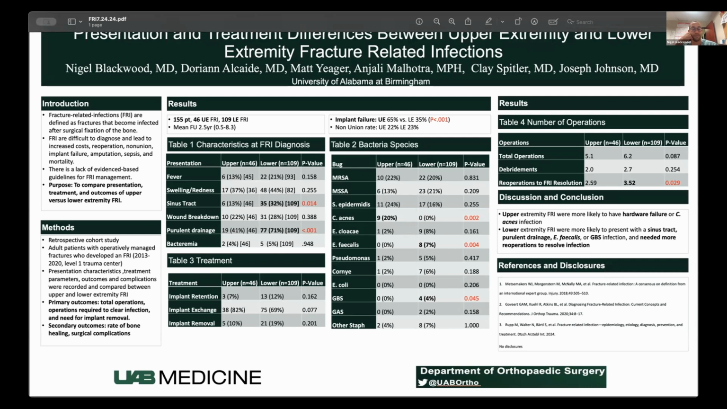So fracture-related infections occur when a bone is fractured, surgically fixed, and then becomes infected. And basically, fractures are fixed by realigning displaced bone fragments and then surgically implanting metal hardware such as screws or plates in order to stabilize the bone fragments in their proper position. And then over the next few months, the fragments heal and reunite into one contiguous bone.